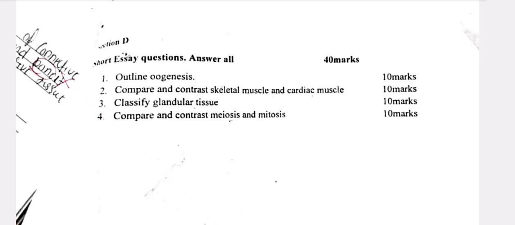So if you're talking about oogenesis, you're talking about the process of forming the female ovum or the female egg in the ovary specifically. Since this is a modified essay question, it simply means that you need to outline the major steps or events that take place in the formation of the ovum. Remember, it's important to give a brief overview of how oogenesis comes about.